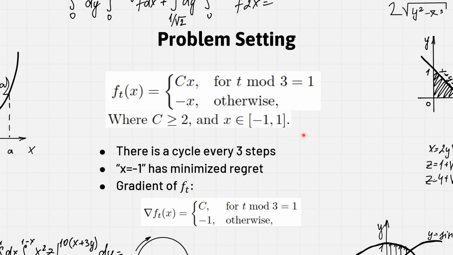Here we try to think about the problem. Since c is greater than or equal to 2, and there is a cycle every 3 steps, the impact of the steps where t mod 3 equals 1 is greater than the other 2 steps. It means that c is greater than minus 2, the coefficient of x in the other 2 steps. Therefore, we know that regret is a summation of f_t of x over t. So when x is equal to minus 1, the regret is minimized. And here is the gradient of function f_t.